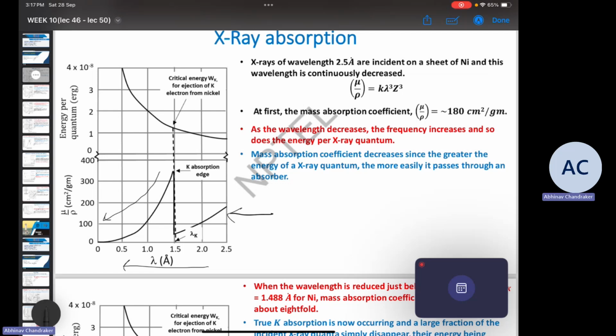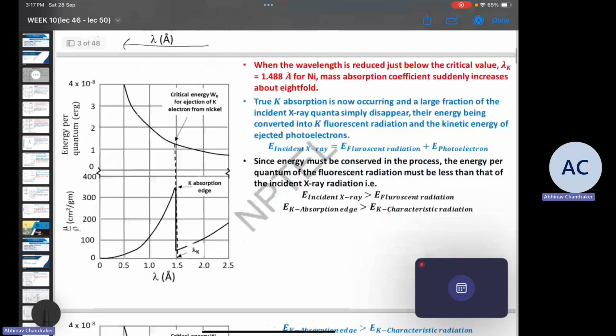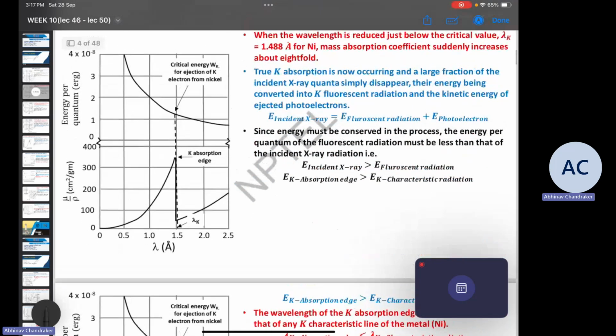But what we observe is that below a particular wavelength, there is a sudden increase in the mass absorption coefficient, and we usually call it an absorption edge. The reason this absorption edge forms is that ahead of this absorption edge, the energy of the X-ray is not high enough to knock out an inner shell electron.